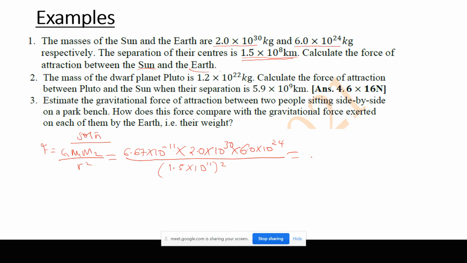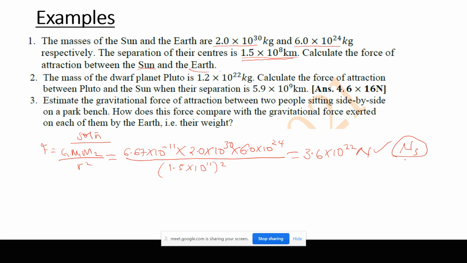3.6 times 10 power 22. So this is 3.6 times 10 power 22 newtons. Okay, so that is the force of attraction between the Sun and the Earth. It means the Earth is pulling the Sun with this force. The Sun is also pulling the Earth with the same force. That is according to Newton's third law. The Earth is pulling the Sun with that force. The Sun is pulling the Earth with that force.